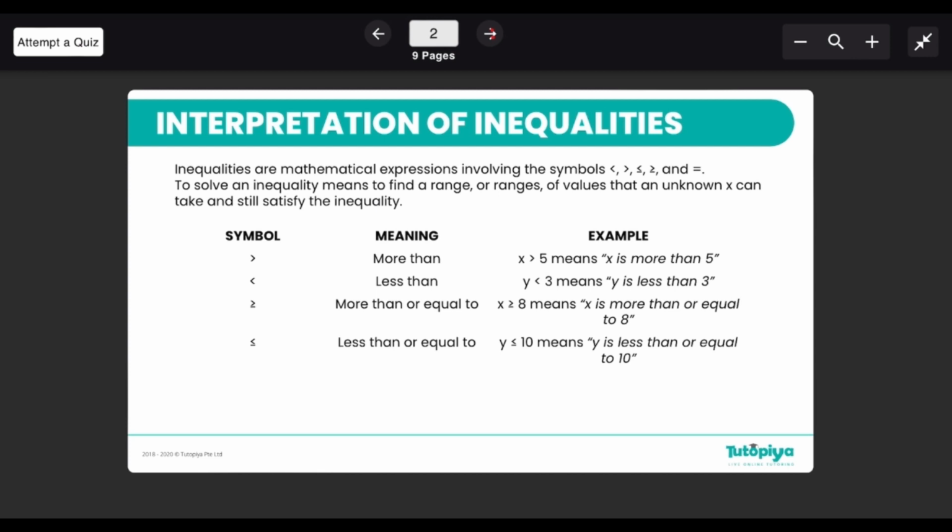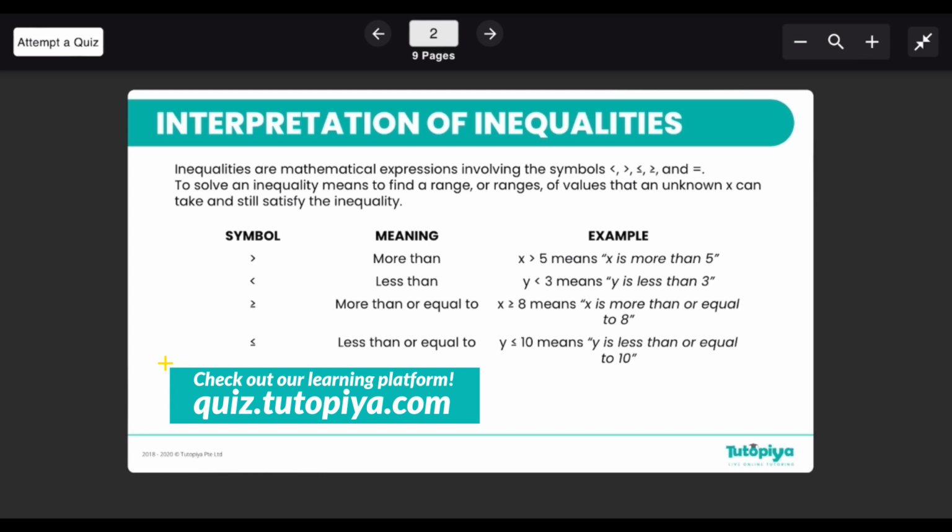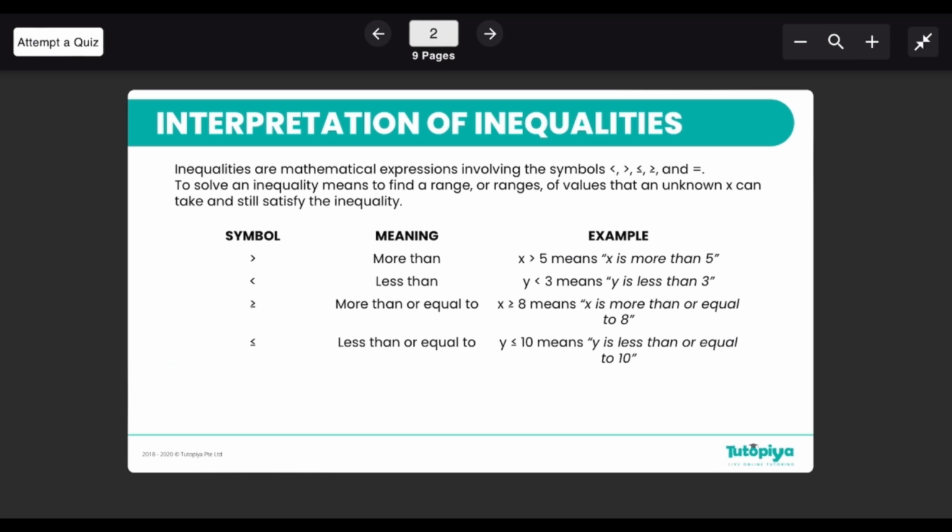Basically, an inequality is any expression in mathematics that uses symbols such as more than, less than, more than or equal to, which is the more than symbol with a slight underline under it, and also less than or equal to, which is the same thing with the less than symbol with a line under it. Those are all called inequalities. So we're going to look at how we work with them.